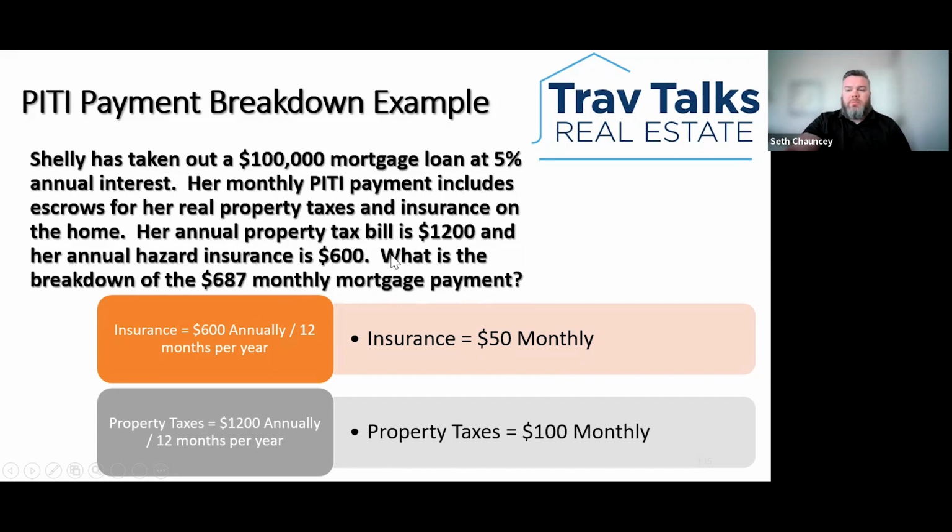So if that's her total PITI payment, we're asking how much of that PITI payment is insurance. And so it's the same thing. Annual insurance is 600 divided by 12 gives us 50. And then taxes 1,200 divided by 12 gives us 100. And so everything else is principal and interest. That's all this is. So reverse engineered PITI question. Just figuring out how you allocate each piece.